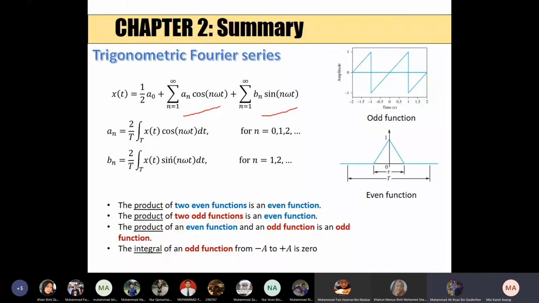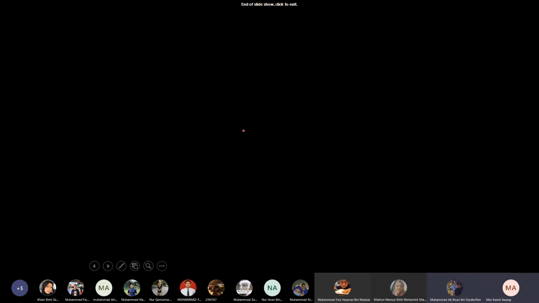Okay, understood. So it depends on your x of t. If you see that the function is odd, therefore the cosine terms will drop, and you have the coefficient Bn only. If you see that the function is even, therefore Bn is 0, then you have An non-zero only. So that is the Fourier series.